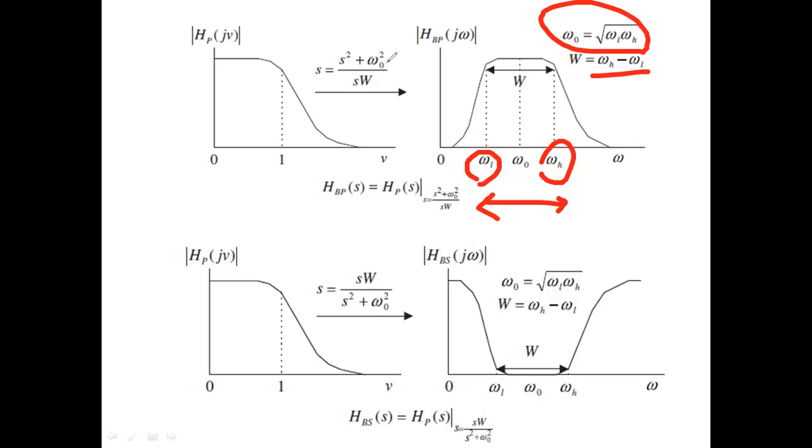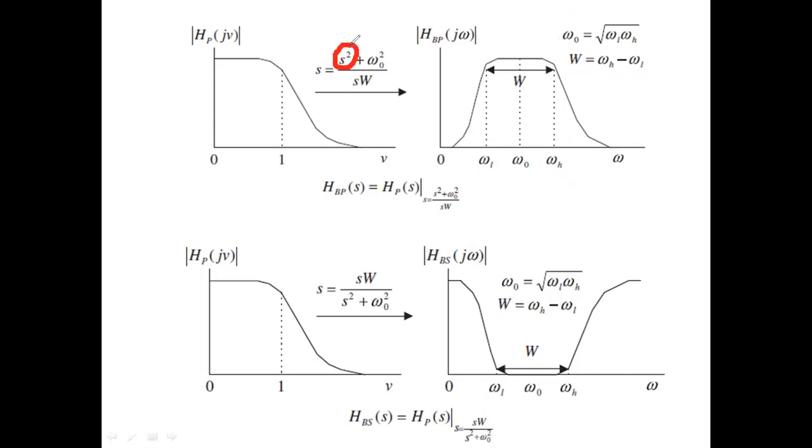And you just have to substitute S by (S squared plus omega naught squared) divided by (S times the bandwidth). Do you see here that S has been replaced by S squared? Why did that happen? Because a band pass filter is a combination of one low pass filter cascaded with one high pass filter. That's why you need double the order. That's the design. You simply substitute. Then what about a band reject filter? It's a similar formula, but S has now gone into the denominator, just like how it works in a high pass filter.